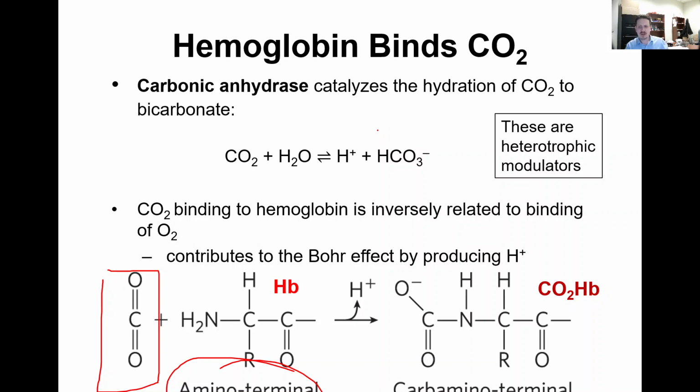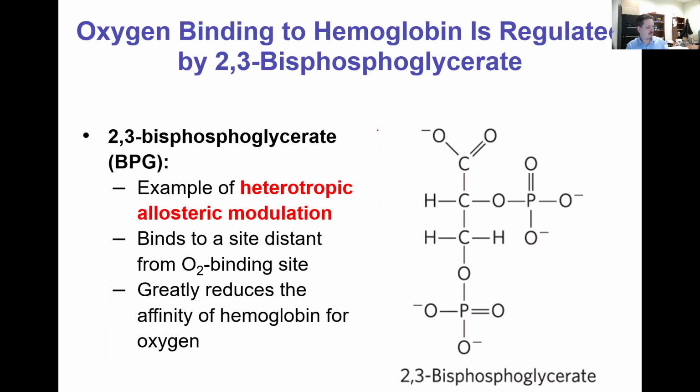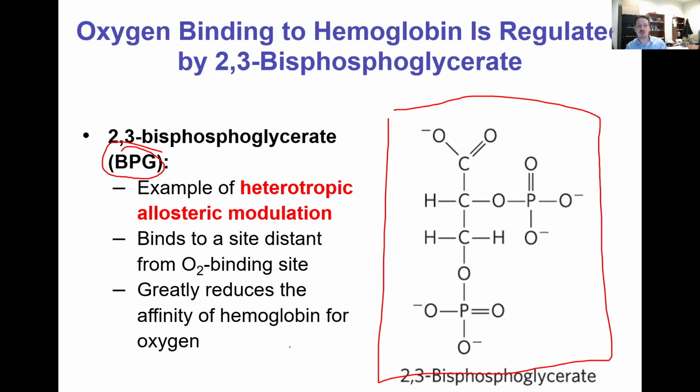Now, finally, one other thing that is produced by respiration is this molecule BPG. BPG, 2,3-bisphosphoglycerate, is an intermediate in glycolysis. And so if you've got a lot of respiration going on, you've got a lot of glycolysis going on. And so this BPG will bind to hemoglobin and also act as a heterotropic negative modulator.